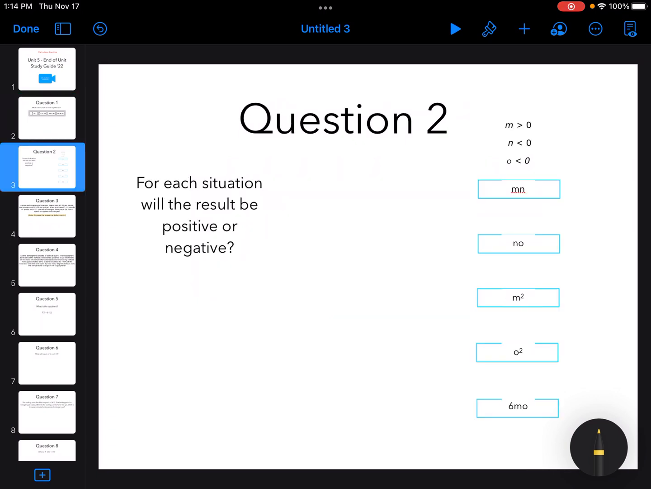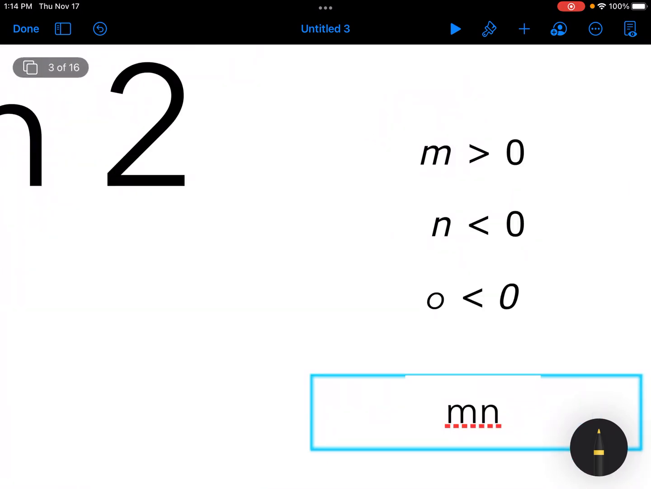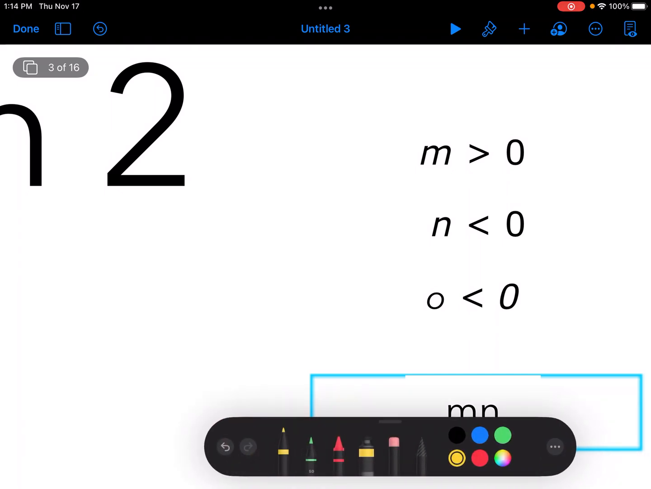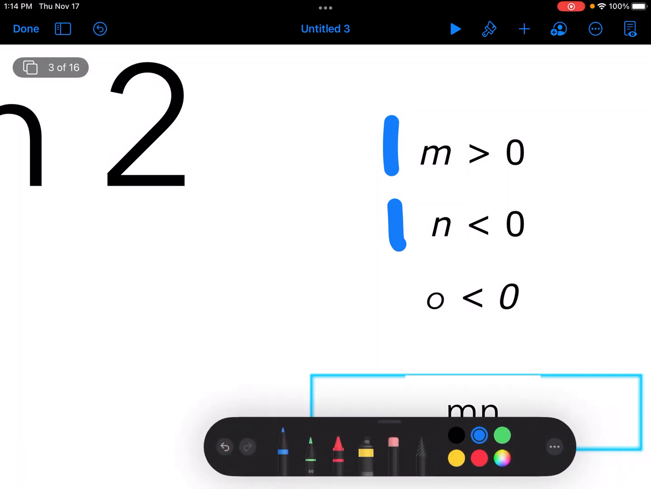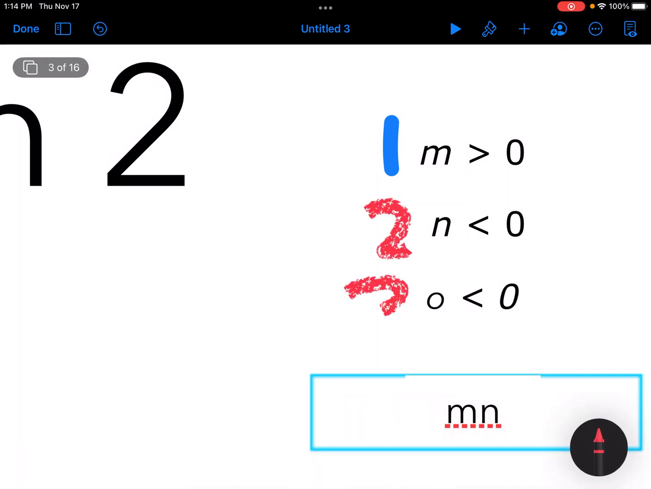All right, for each situation, will it be positive or negative? So it says M is greater than 0, N is less than 0, and O is less than 0. So I'm just going to assign a value just to make it easier for me. Whenever they give me a variable, I like to have a value. So I'm going to give it a 1, a 2, and a 3.